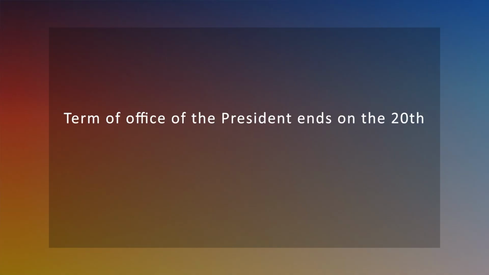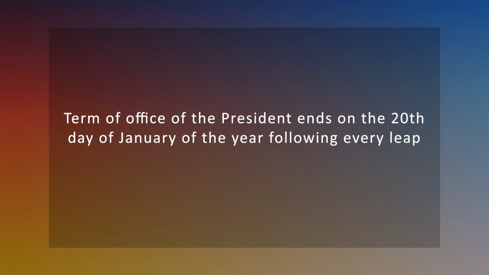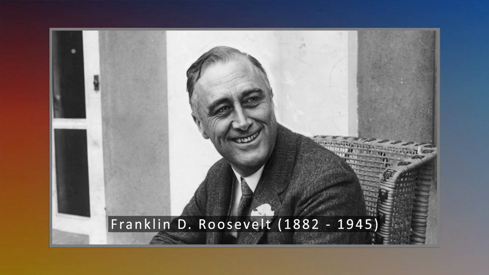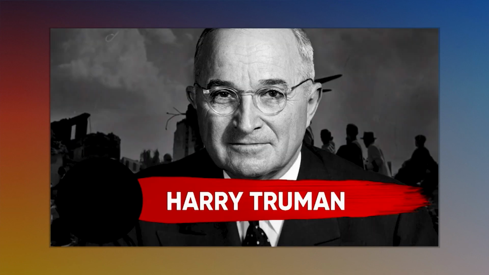According to the American Constitution, the term of office of the president ends on the 20th day of January of the year following every leap year when the successor comes in office. If the president dies before the expiry of 4 years, the vice president takes over and works as president for the rest of the term. This is what actually happened when President Roosevelt died in April 1945 and was succeeded by Harry Truman, who was at that time the vice president.